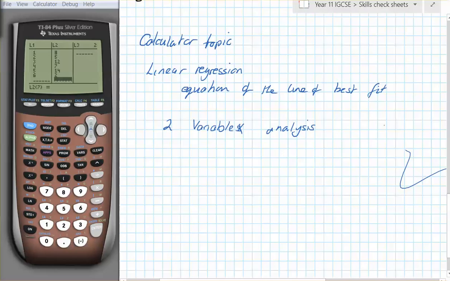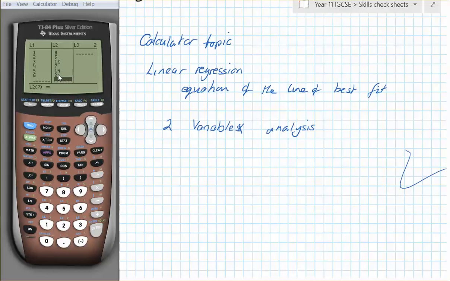Two variable analysis. When we have on the calculator over here list one as a set of numbers, and list two is a frequency for those numbers, have we got two variables? No, we've only got one variable. Okay. Let's imagine, though, that this is two variables for the moment. I'll use the same numbers for both. How do you go about doing your linear regression? How do you get the equation?